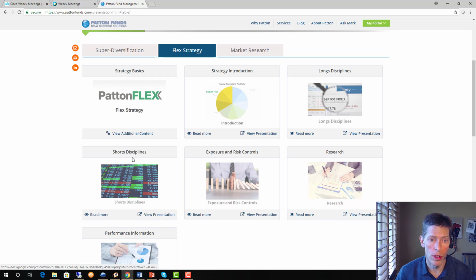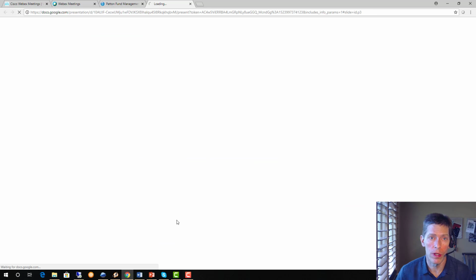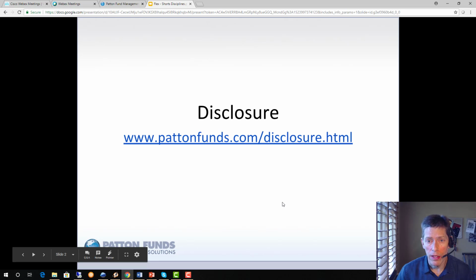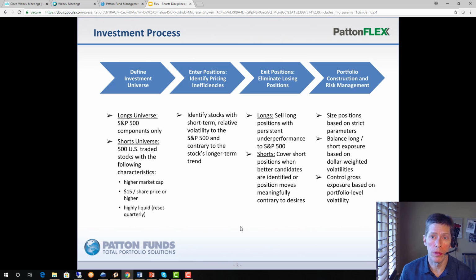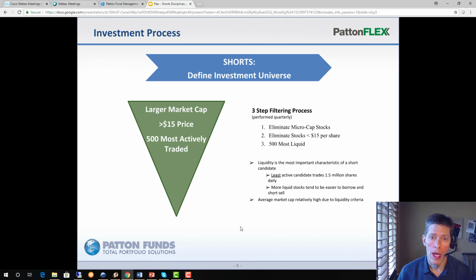We'll talk about that. So under short disciplines, let's click on View Presentation, and let's take a look at what these disciplines look like. So here's the exact same investment process. Obviously, we have to identify our candidates, how we get in and how we get out of these positions, and then how we build the portfolio. Let's talk about the short positions and the candidates for the short positions. They are not the S&P 500, although they overlap a lot. There are 500 stocks that we're going to use as candidates.